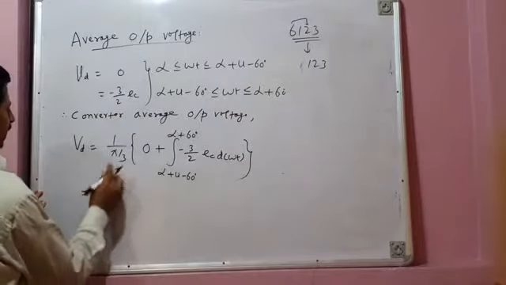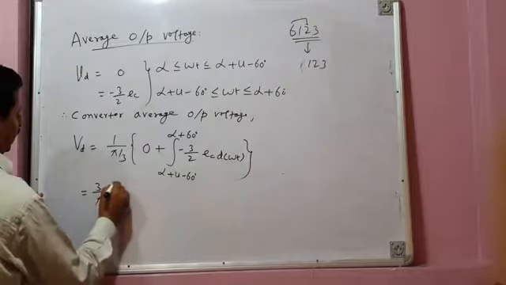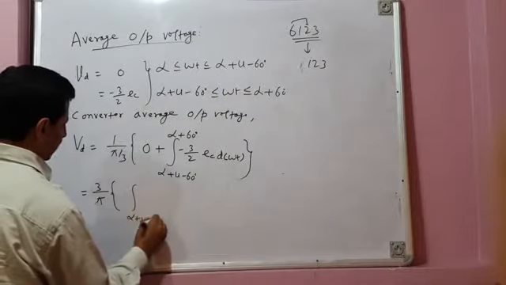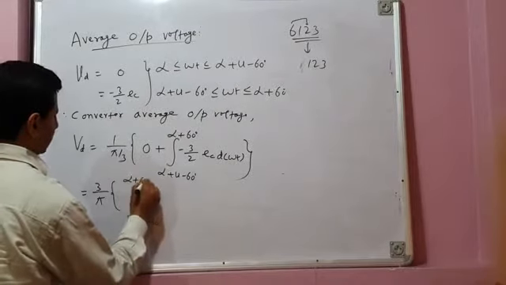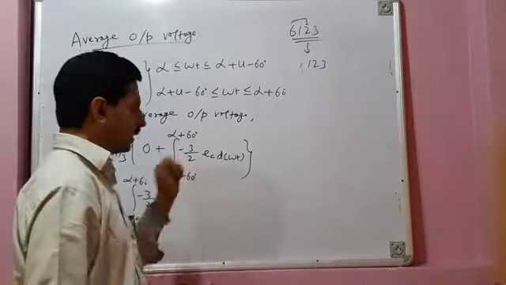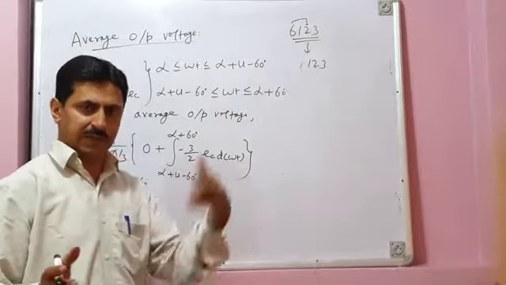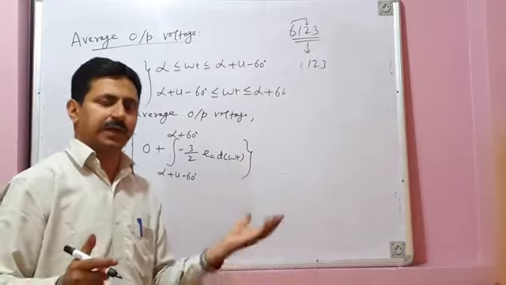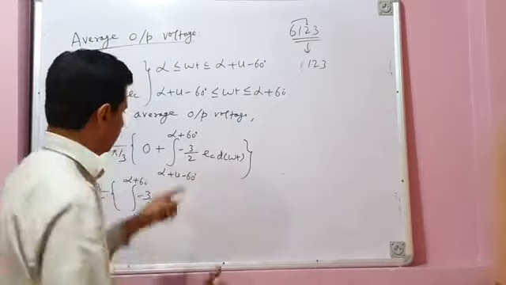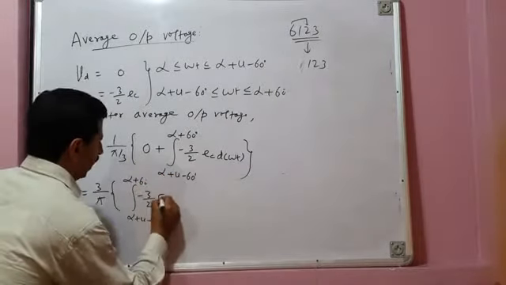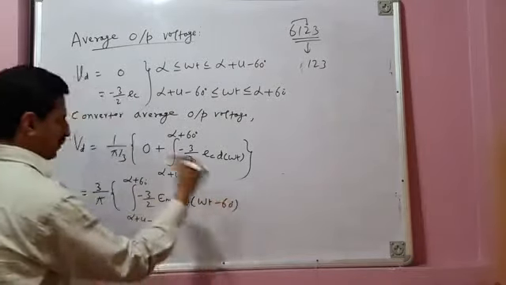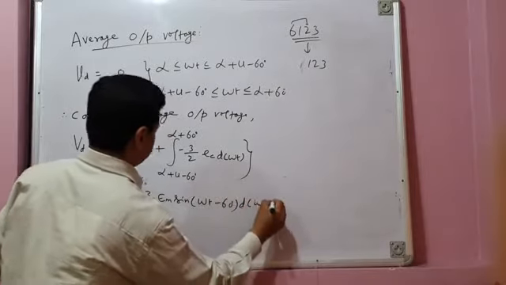So this is equal to, I can take this 3 up, so this is 3 by pi times, I will write the integration from alpha plus u minus 60 degrees to alpha plus 60 degrees of 3 by 2 times EC. What is EC? We already know EC; we have got this EC from the phasor diagram. We used this EC expression in one of the previous lectures also, when we were deriving the mathematical expression for converter average output voltage for mode 1, that is u less than 60 degrees. If you remember, this EC is EM sine of omega t minus 60 degrees d omega t.